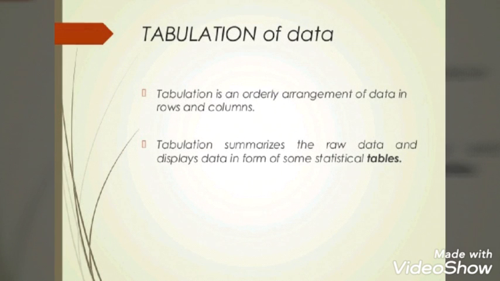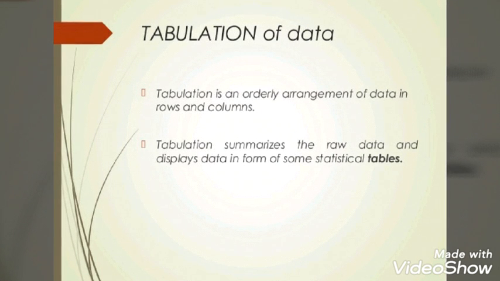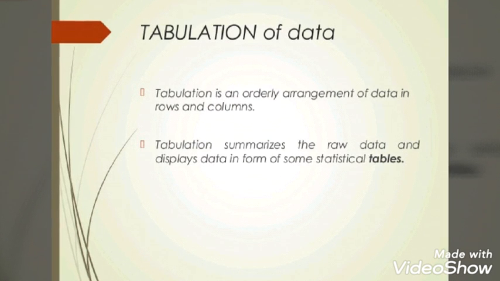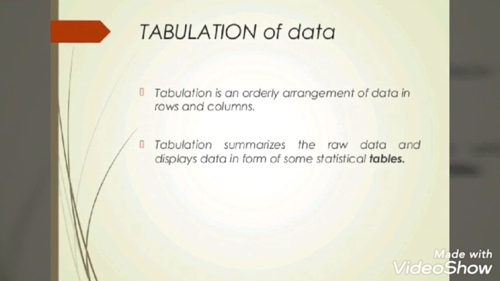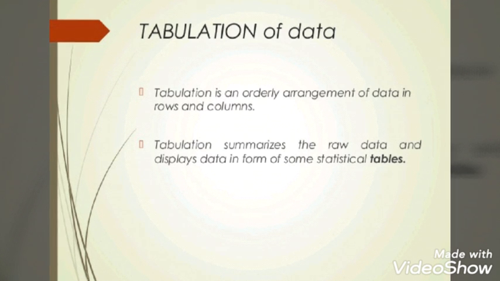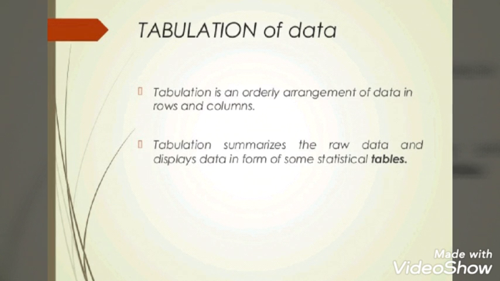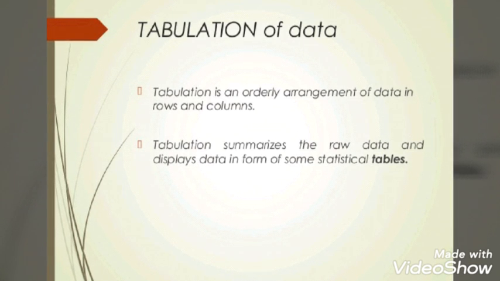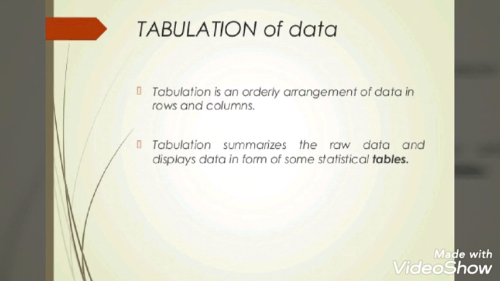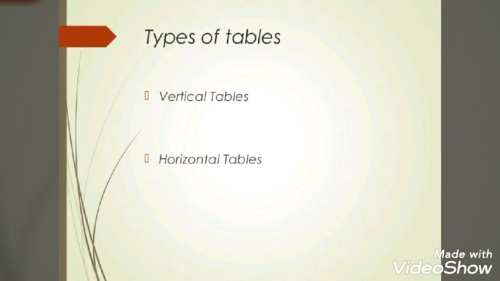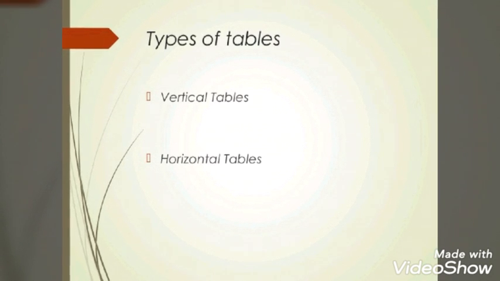So tabulation of data. Tabulation of data is nothing but representation of your data after calculating how you are going to present it in the form of tabulation. Tabulation is an orderly arrangement of data in rows and columns. Tabulation summarizes the raw data and displays it in the form of some statistical tables. It is mainly divided into two types, vertical tables and horizontal tables.